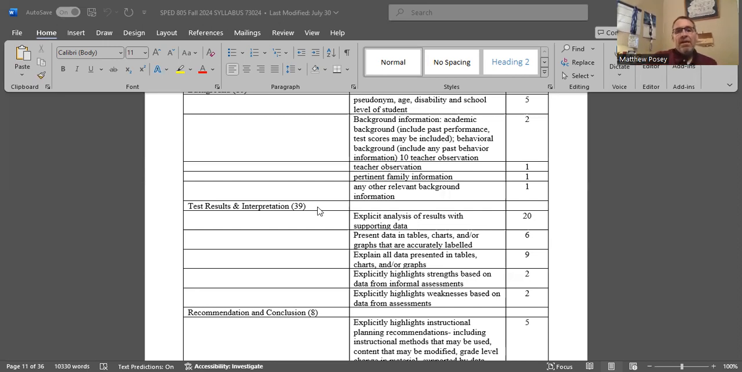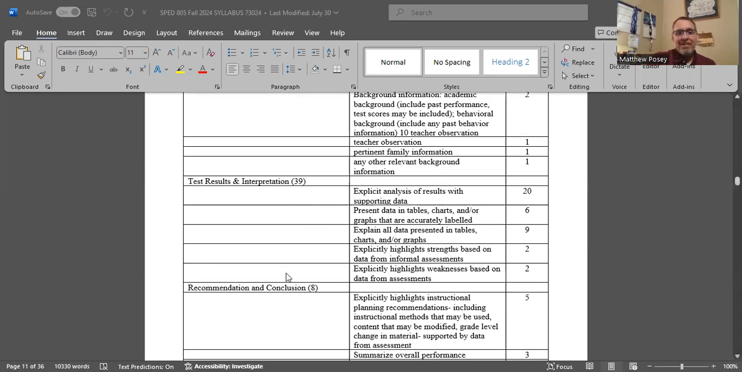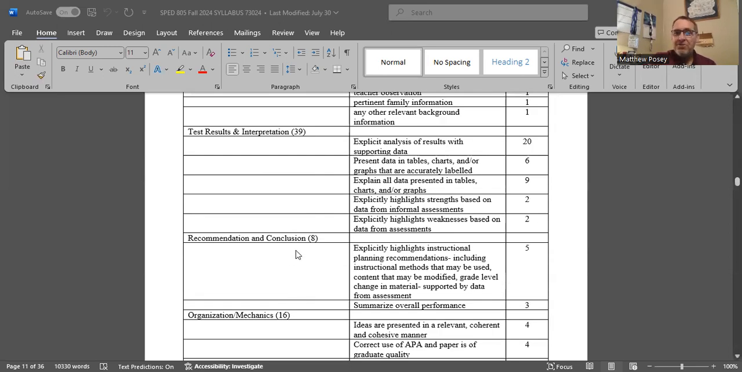Okay. After we do that, we're going to drop down and create another section. It's called the recommendation and conclusion. So we're asking you to highlight some instructional planning recommendations based on the results that you collected and gleaned from administering the informal assessment. These recommendations could include any type of specific instructional method that you think should be utilized with your student. Also, should content be modified?